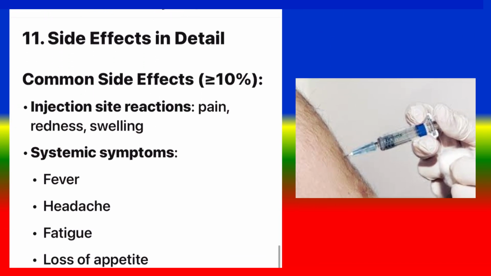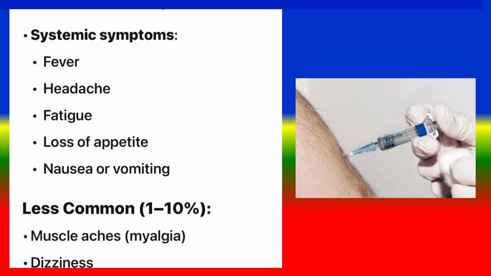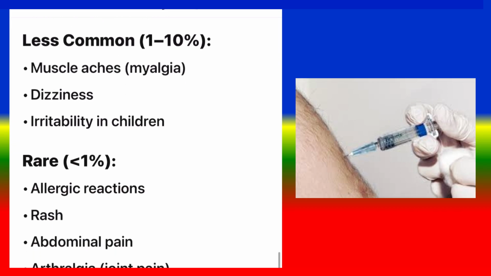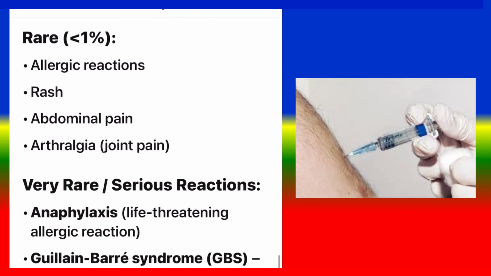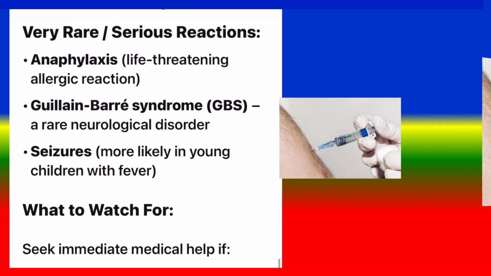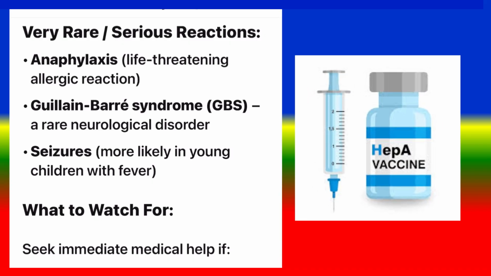11. Side effects in detail. Common side effects: injection site reactions, pain, redness, swelling; systemic symptoms, fever, headache, fatigue, loss of appetite, nausea, or vomiting. Less common, 1 to 10%: muscle aches, myalgia, dizziness, irritability in children. Rare, under 1%: allergic reactions, rash, abdominal pain, arthralgia, joint pain. Very rare serious reactions: anaphylaxis, a life-threatening allergic reaction; Guillain-Barré syndrome, GBS, a rare neurological disorder; seizures, more likely in young children with fever.